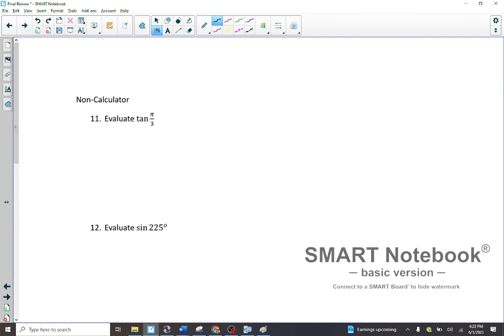All right. This one. Evaluate tan pi over 3. Pi over 3, if you know your unit circle, is the same as 60 degrees. Tan at 60 degrees is sine over cosine. At 60 degrees, sine is root 3 over 2 over 1 over 2. Simplify the 2's here because they're both on the bottom. Your answer is root 3.